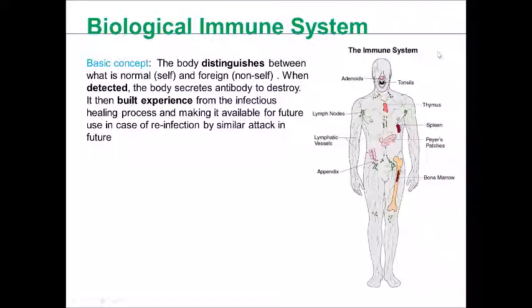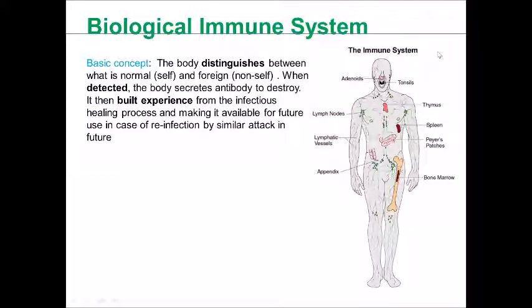After it destroys the attack from the non-safe cell, one of the interesting things about our immune system is that it learns from the previous infection and healing process. It will memorize what happened and how to kill that attack, making it available for future use in the case of reinfection by a similar attack. We experience this in our life.